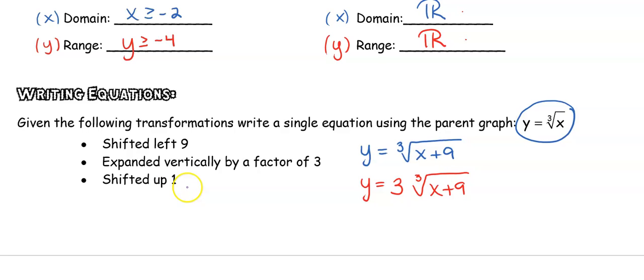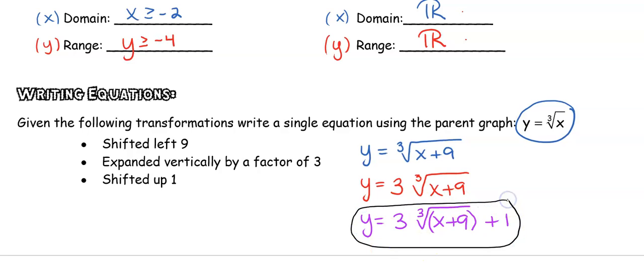And then shifted up 1, our vertical movement is going to happen outside of that radical. Notice how my plus 1 is clearly not underneath the radical. If you have messy handwriting, you may want to put parentheses reminding yourself, okay, only this is underneath the cube root. All right, there are all of our transformations. There is our final equation, and we are all finished.